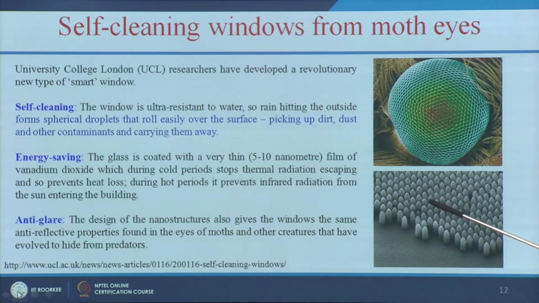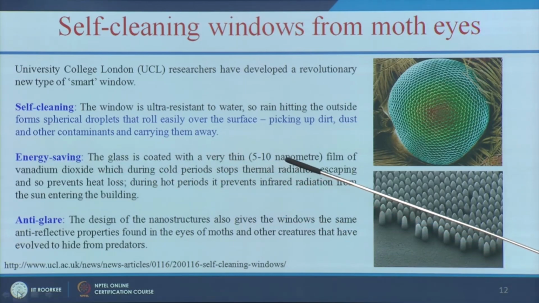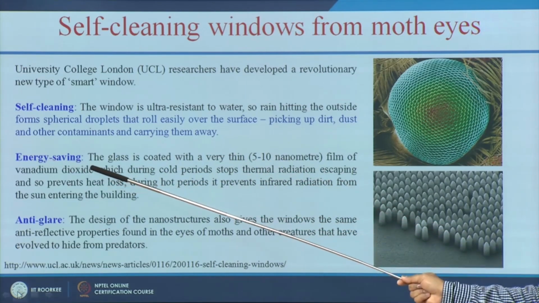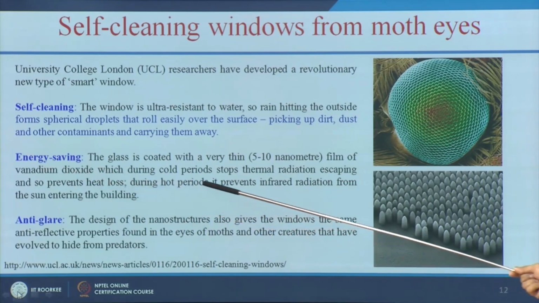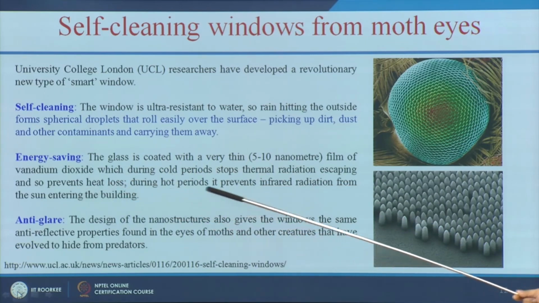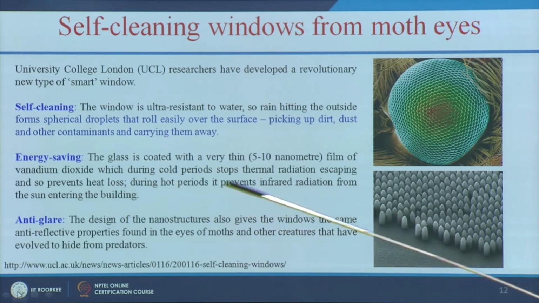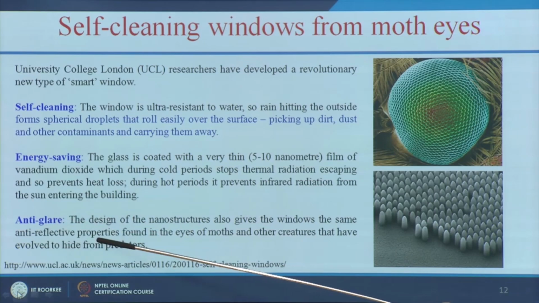So what is self cleaning property? When the water falls on this structure, it will easily roll off and pick up all the dust and dust particles, and it is energy saving. How is it energy saving? This glass is coated with a very thin 5 to 10 nanometer layer of vanadium dioxide, and this material is low cost as well as very abundant, so we can easily use it. During the cold period it stops the thermal radiation and prevents the heat loss, and during the hot periods it prevents the infrared radiation from the sun entering the building, and it also works like anti glare and anti reflective properties.